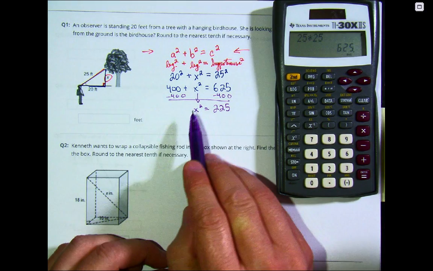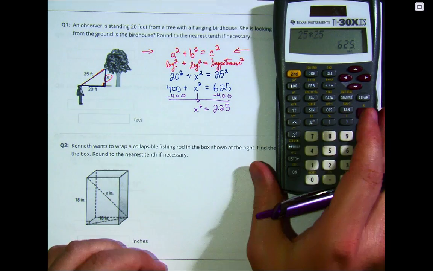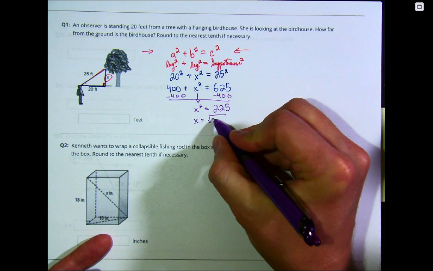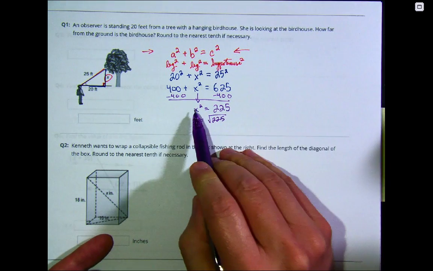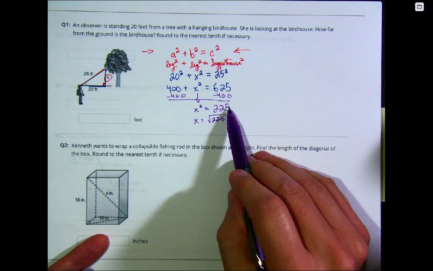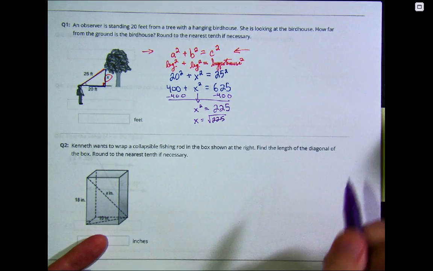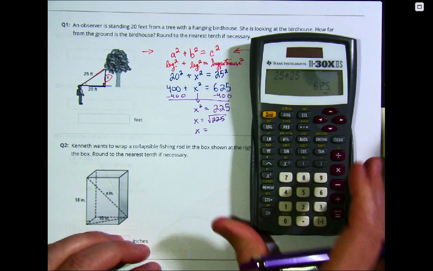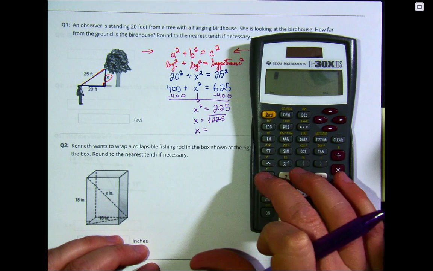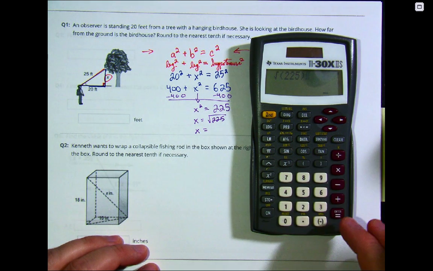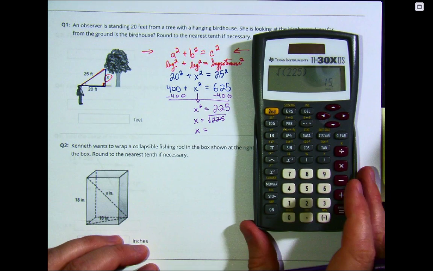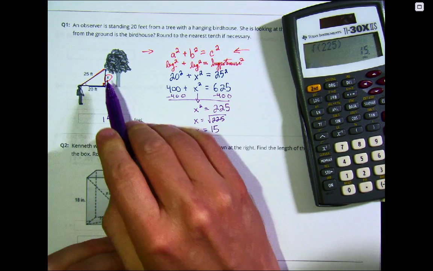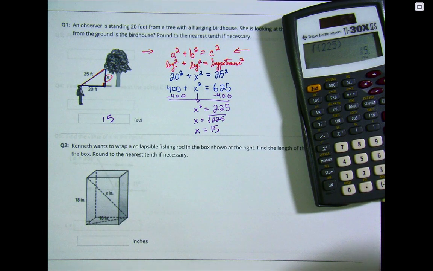And so whatever x is, it will be whatever the square root of 225 is. In other words, if this number squared makes 225, I have to unsquare the 225 to figure out what that number is. And that's where, again, our calculator is going to be very helpful. And hopefully you know how to do a square root on your calculator. This is how I do it on mine. Hey, look at that. 15 feet is the height of the birdhouse above the ground.